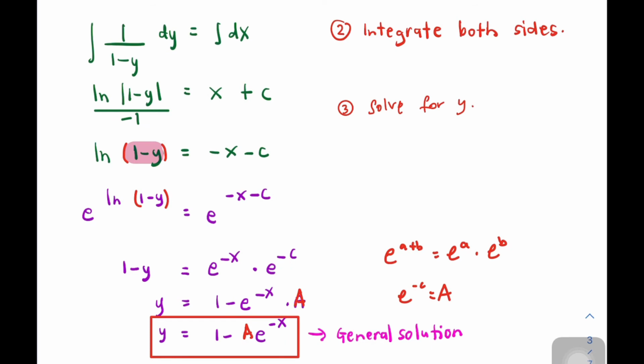So let's open up this one here. e to the power of negative c, you can rewrite it as another constant. So just substitute this with A. And then for this one here, let's solve for 1 minus the whole thing. So 1 minus A times e to the power of negative x. So now you have the value of y, so let's rearrange this, put A in front here. Therefore, your general solution is y equal to 1 minus A times e to the power of negative x.